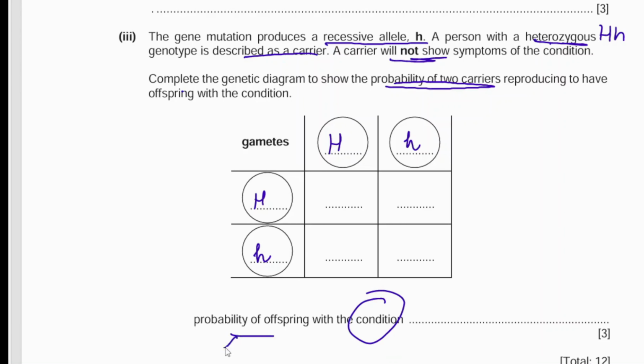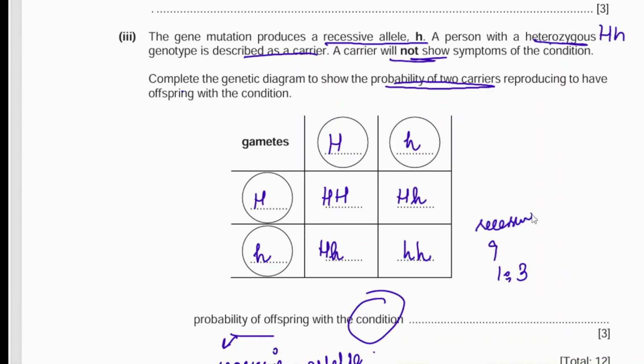Now, the offspring would have the recessive alleles, right? Both are recessive. So let's make it hh. Here we have to give the recessive one. So we are giving preference to the recessive one. Yes, it's 1 in 4, or we can also write 25%.